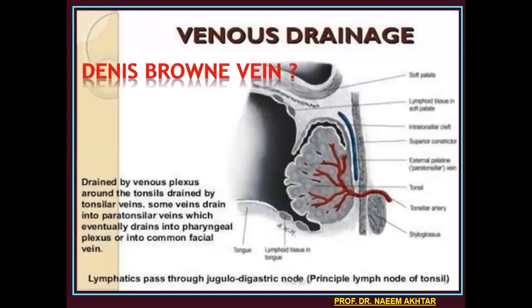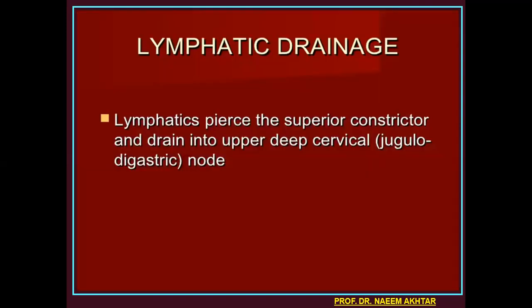Venous drainage. The palatine tonsil is drained by venous plexus around the tonsils, which is drained by the tonsillar veins. Some veins drain into the paratonsillar veins, which eventually drain into the pharyngeal plexus or into the common facial vein. Lymphatic drainage. Lymphatics from the palatine tonsils pierce the superior constrictor muscle and drain into the upper deep cervical lymph node, that is jugulodigastric lymph node at the level of 2.